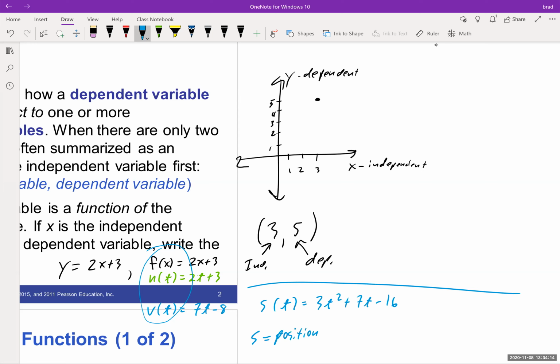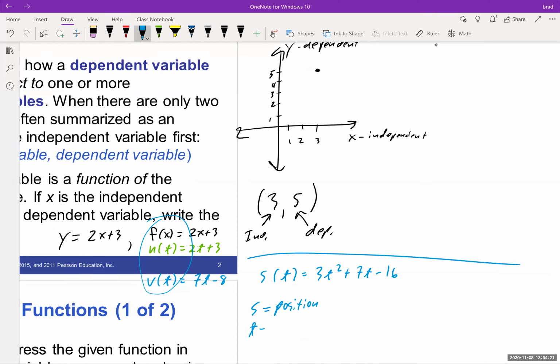Okay, so I would name it s, the position function, and then t is the time. Whatever variable is on the inside of this parenthesis, we always consider that the independent variable. So in this case, this would be the independent, and this would be the dependent.